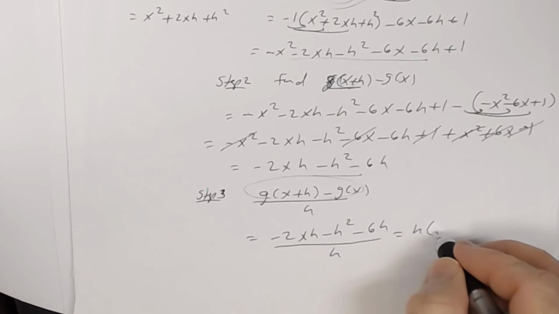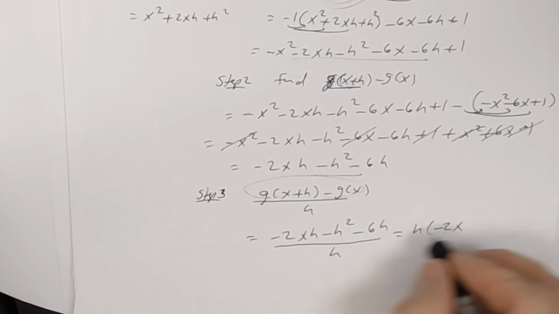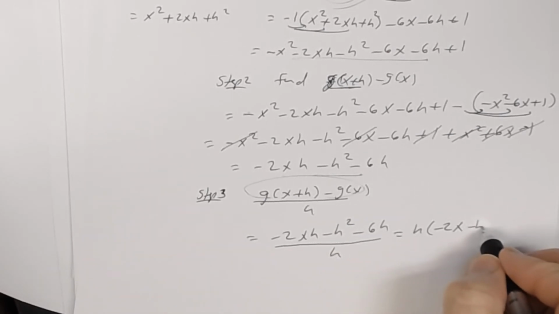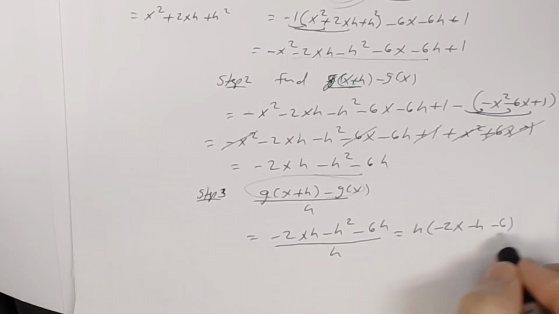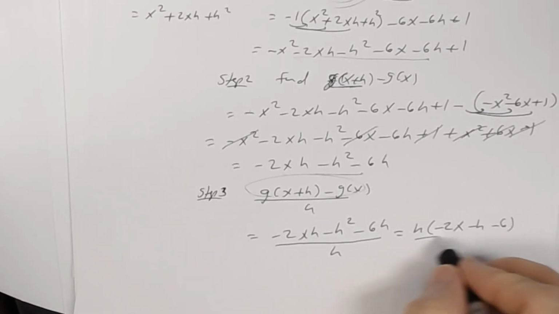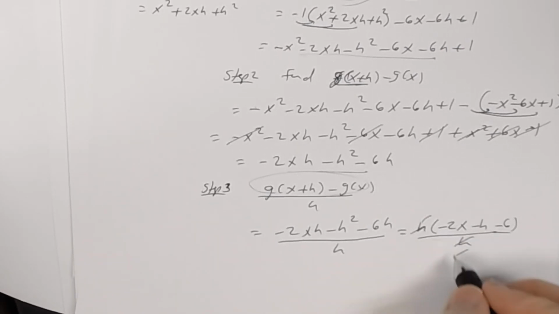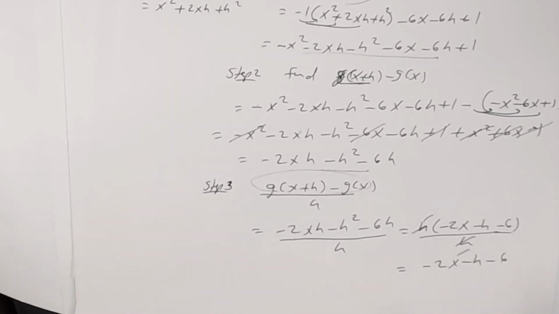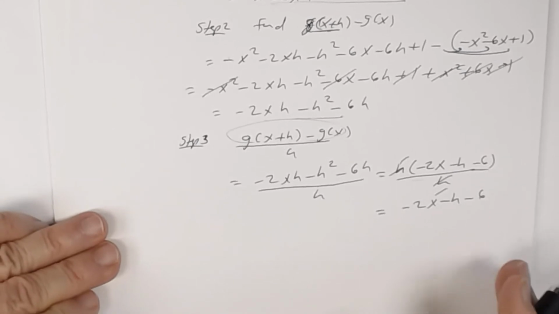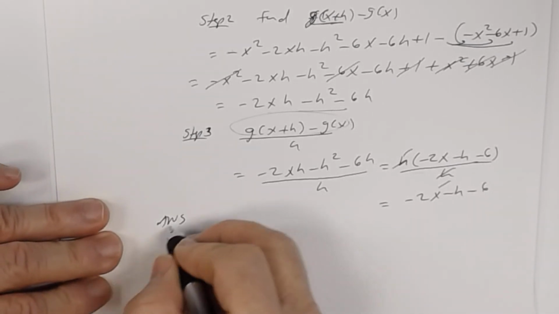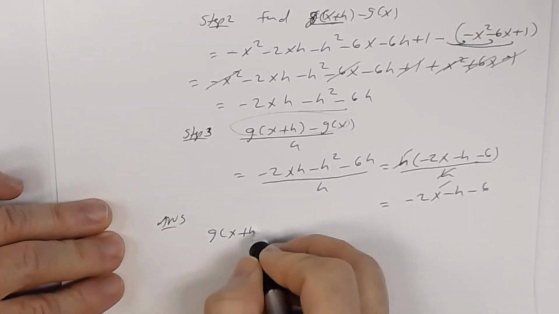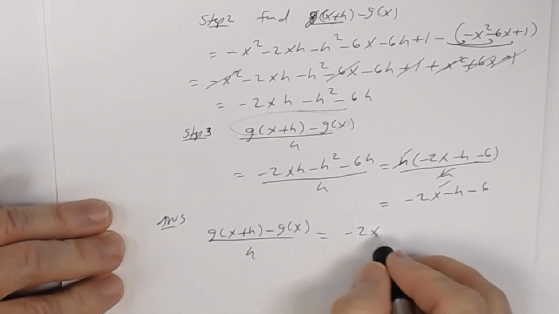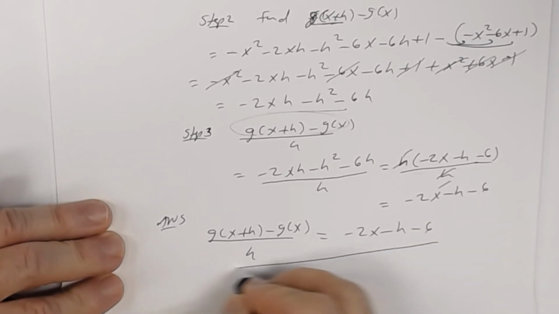So you get h times negative 2x is this, and then h times a negative h is negative h squared, and then h times a negative 6 is a negative 6h, all divided by h, and now these divide out, and so you get negative 2x minus h minus 6. And so your answer, you're going to say g of x plus h minus g of x divided by h equals this, negative 2x minus h minus 6. All right?